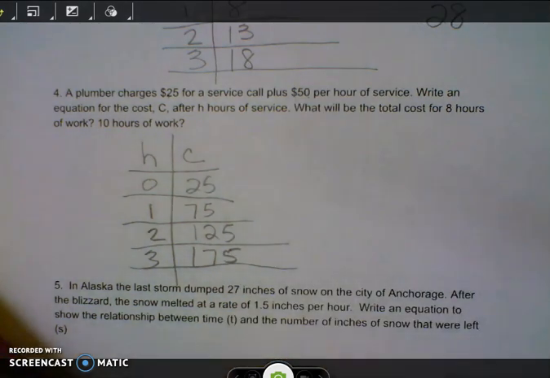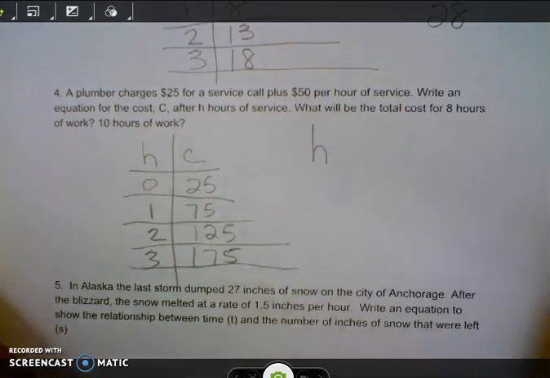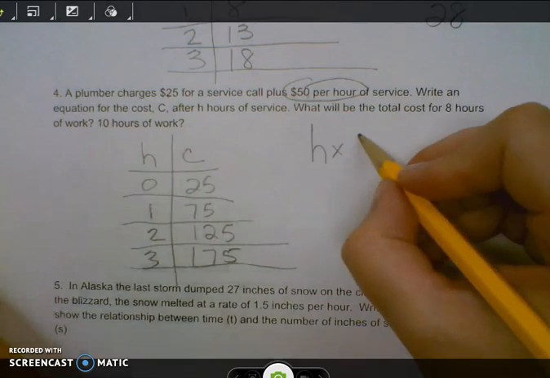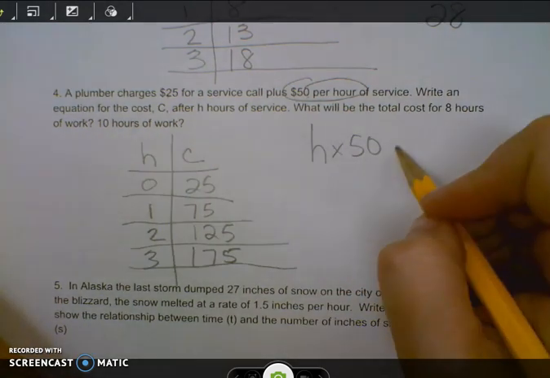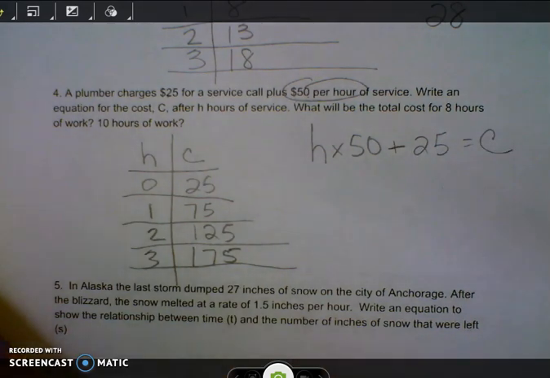All right, so I think I've got my pattern going on now. We need to take the number of hours that we work and multiply that by the per hour cost. So it's going to be hours times 50 plus the $25 service call. That's going to give me how much it costs for the plumber to come out.